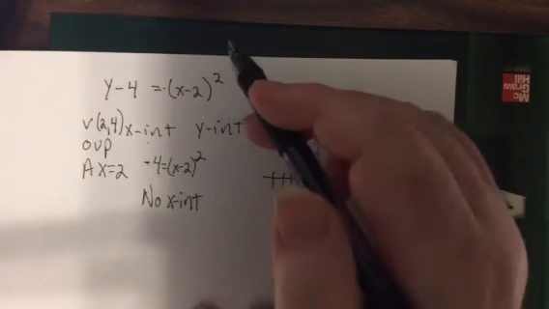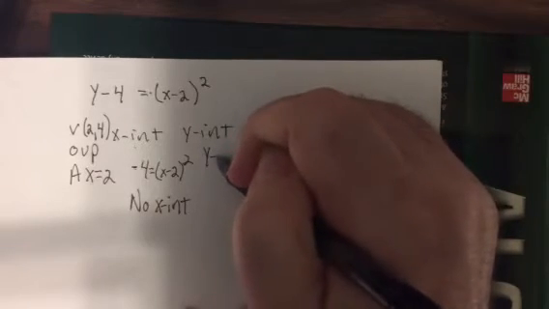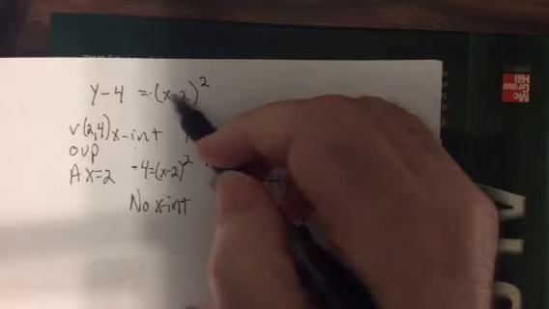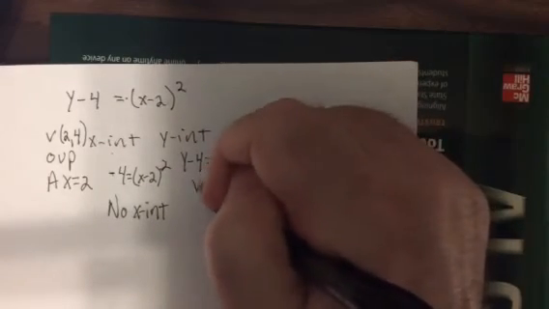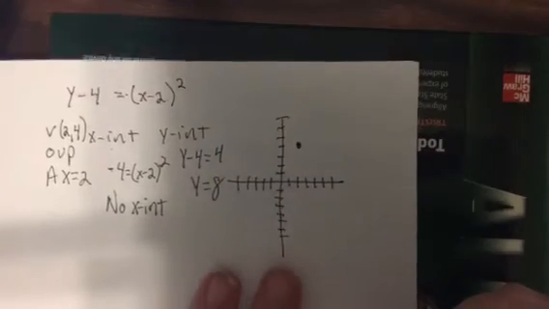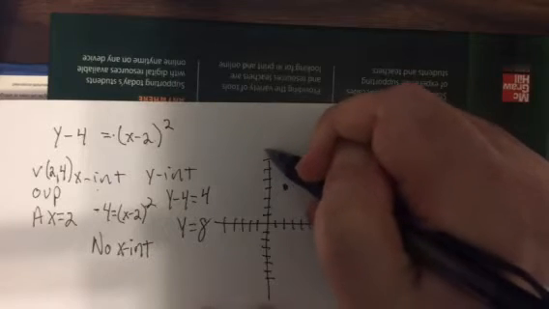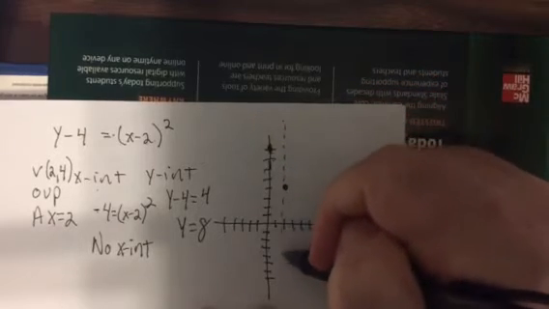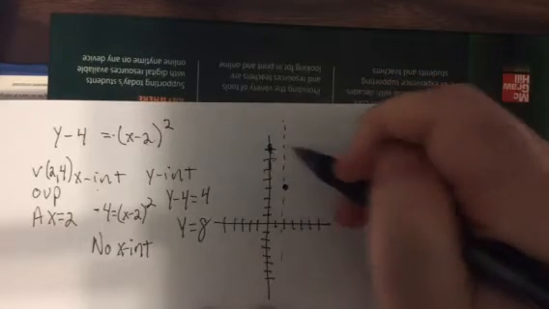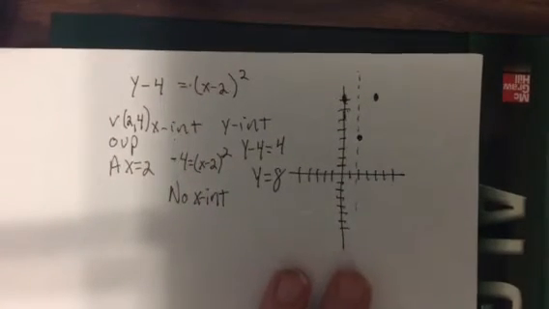Put 0 in for x. So we would have y minus 4 equals 0 minus 2, which is negative 2, squared is 4. So add 4, we'd have y equals 8. So 1, 2, 3, 4, 5, 6, 7, 8. And remember, x equals 2 is the axis of symmetry. If there's a point 2 units to the left, there has to be a point 2 units to the right. Now for my class, I like 5 points. Not all teachers like that, but I do.